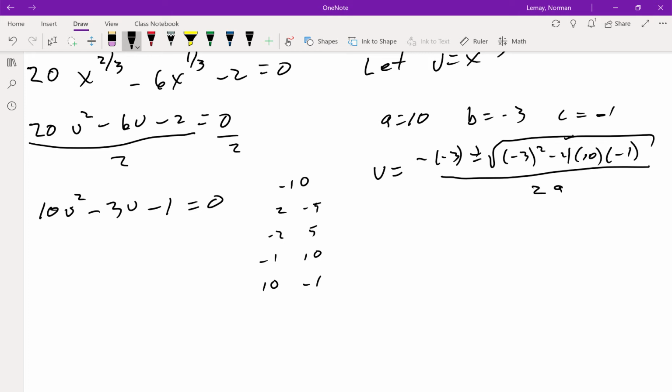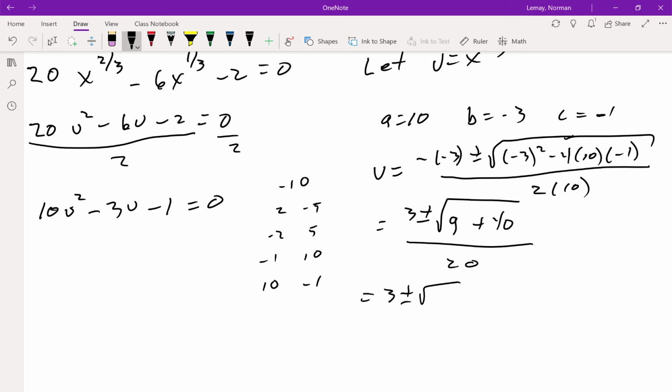So here we get 3 plus or minus the square root of 9, and negative 4 times 10 times negative 1. So I'll do this whole product. We can easily see we get plus 40. I don't know why I wrote 2a here. This should be a 10. Sorry. Divided by 20. So we get that this is 3 plus or minus the square root of 49 divided by 20, which is equal to 3 plus or minus 7 divided by 20.